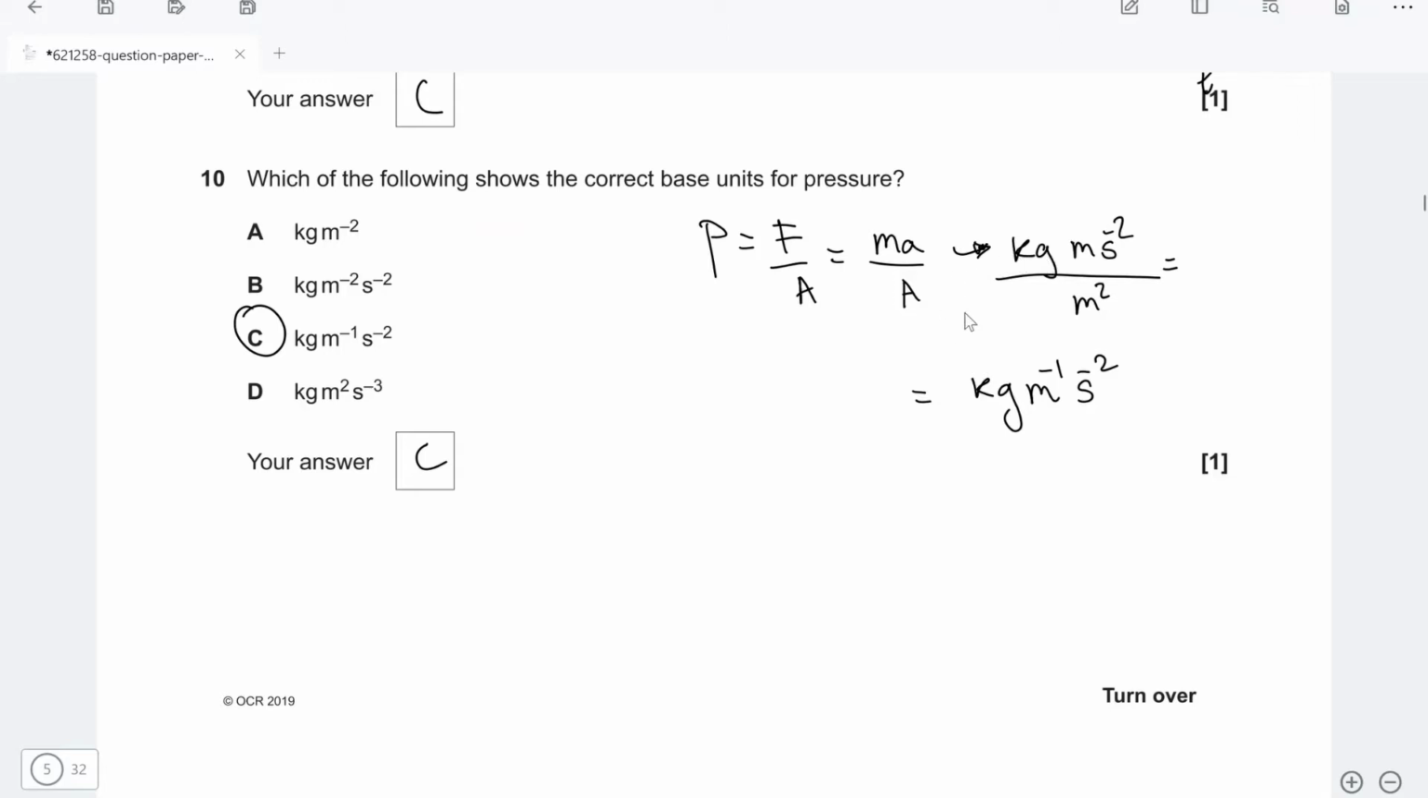So the overall base units, if we cancel out the m's, we're going to actually get m to the power of minus 1, because that's going to turn this into a 1. So that will be kg m to the power of minus 1 s to the power of minus 2. Therefore, the correct answer is C.